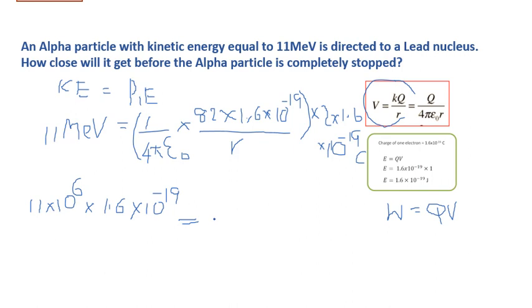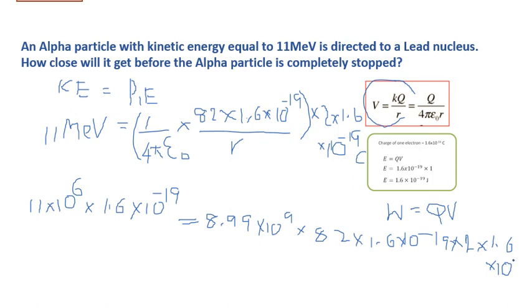So 1 over 4 pi epsilon naught, which is the Coulomb's constant, that is 8.99 into 10 to the power 9 into 82 into 1.6 into 10 to the power minus 19 into 2 into 1.6 into 10 to the power minus 19. This whole thing divided by R. Right. So the only unknown variable in the equation is R. So you are able to find R now.